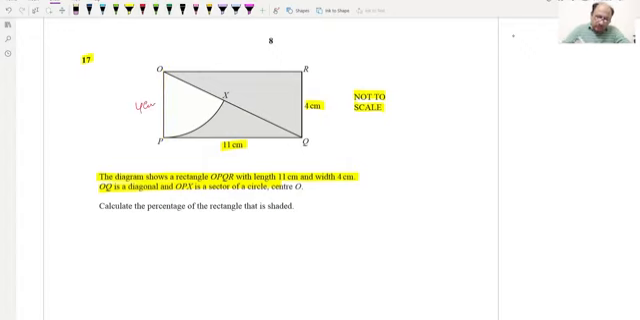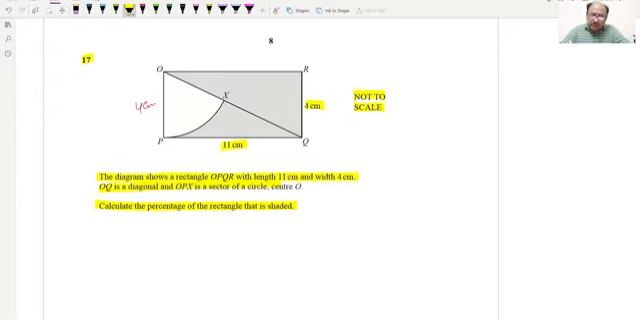This is what we understood from here. And then what we have to do is calculate the percentage of the rectangle that is shaded. So we can check the area shaded. So the area of the rectangle, we know, we will find. What will be our strategy?